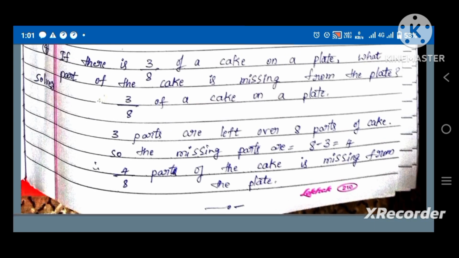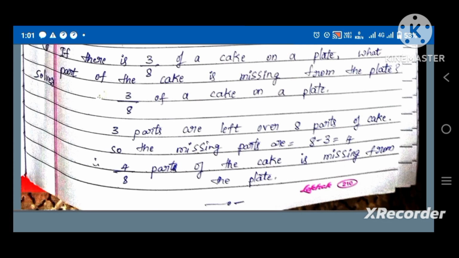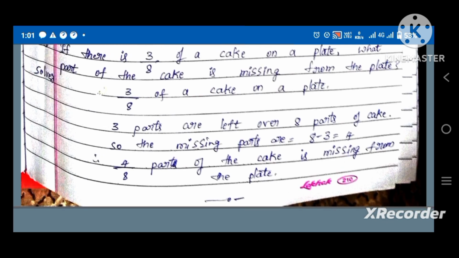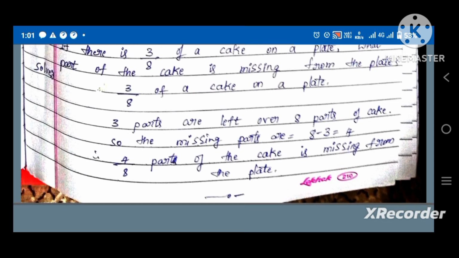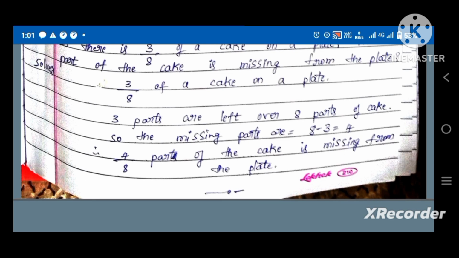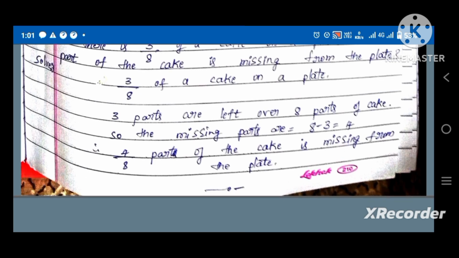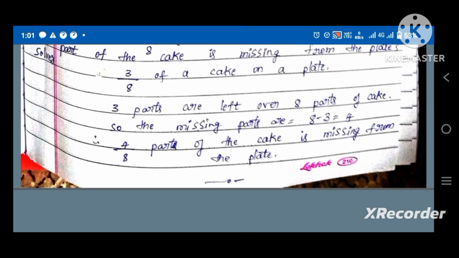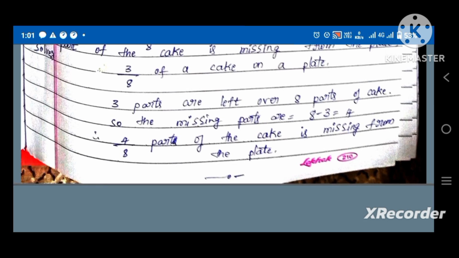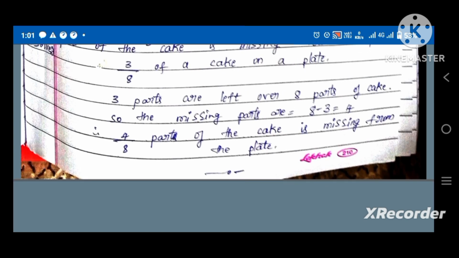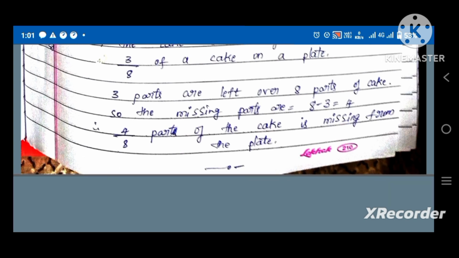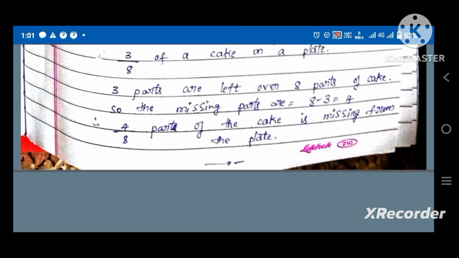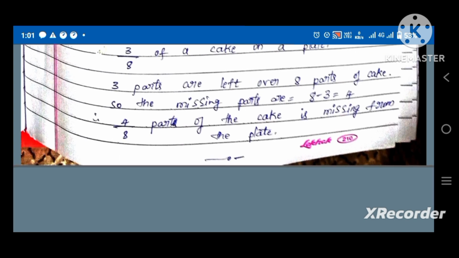Solve. 3 by 8 of a cake on a plate. 3 parts are left over, 8 parts of cake. So the missing parts are 8 minus 3 is equal to 5. Therefore, 5 by 8 parts of the cake is missing from the plate.